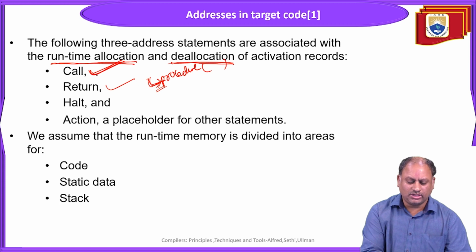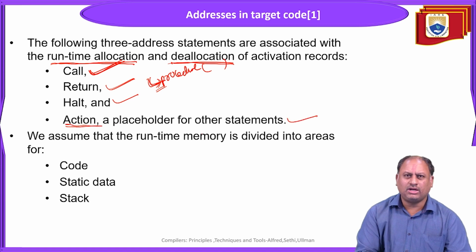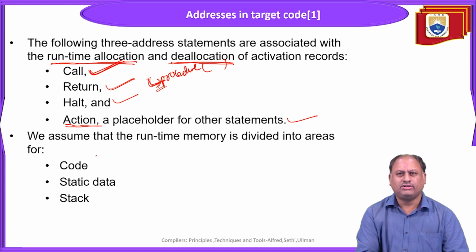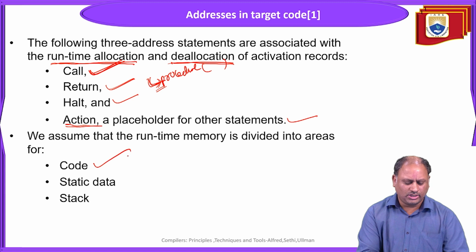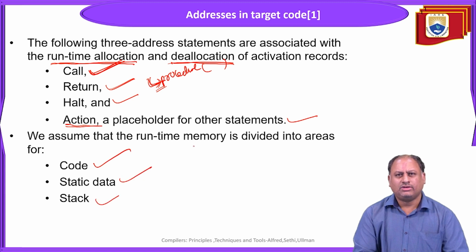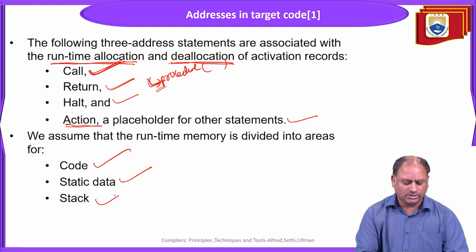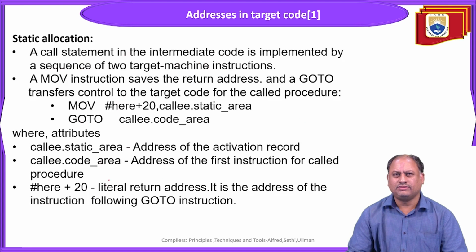So the three address statements associated with this are call, return, and halt. Halt means stopping, and action performing the statements, and a placeholder for the other statements. Here we are going to assume that runtime memory is also divided into some areas such as code, static data, and stack. We know that this code is to be delivered before implementing the activation records and objects, and inside the stack, the static data also is to be monitored.